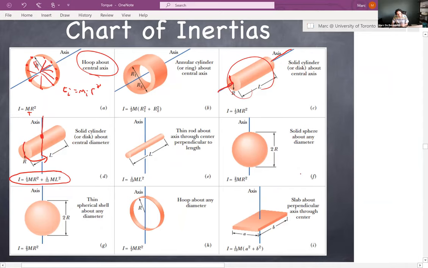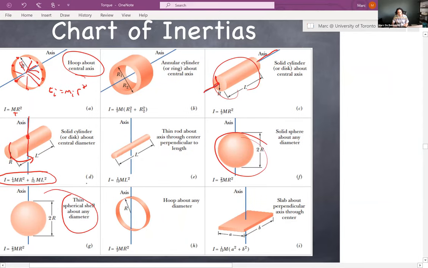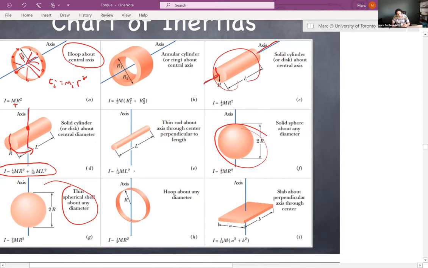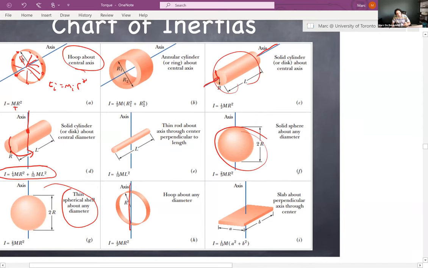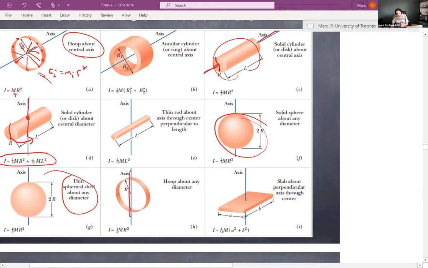Here, we've got a sphere. Here we have a hollow sphere. Here we have a hoop again, but the hoop is being rotated in this fashion, differently than the hoop that we had previously. And another example is a rectangular slab being rotated as well. So please understand that mass is mass only when we're talking about translational motion. When we're talking about rotational motion, it matters how the object is being rotated, and it matters the shape of the object. So there are a lot of new ideas going on here.